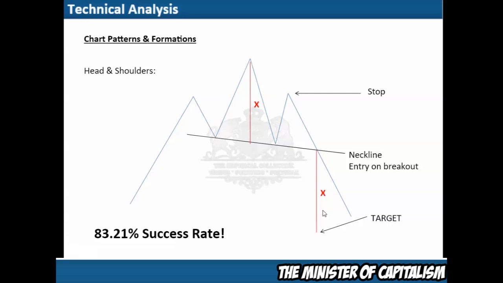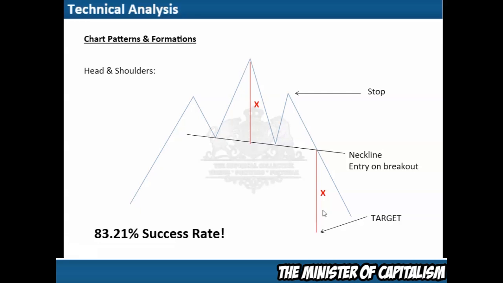So the first we're going to look at is the head and shoulders formation. A head and shoulders pattern is a chart formation that shows up as a baseline with 3 peaks, where the outside 2 are close in height and the middle is the highest. In technical analysis, a head and shoulders pattern describes a specific chart formation that predicts a bullish to bearish trend reversal.